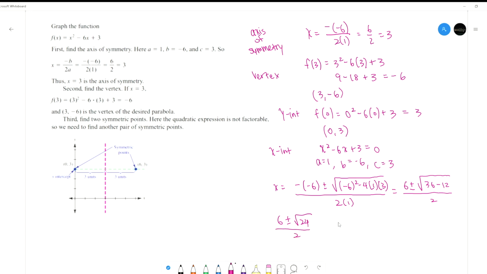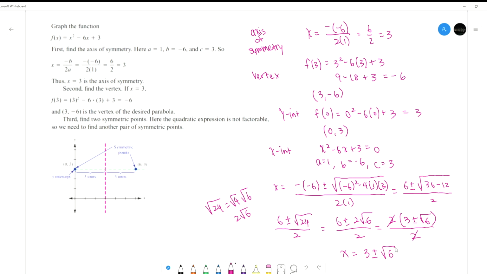24 is 4 times 2, right? So radical 24, root 4, root 6, not 2, right? So it's 2 root 6. 6 plus or minus 2 root 6 over 2. And I can see there's a common factor of a 2, right? So let's factor that out. We get 3 plus radical 6 over 2. And now the 2's cancel out. So we have x is equal to 3 plus or minus, I forgot the minus there, radical 6.